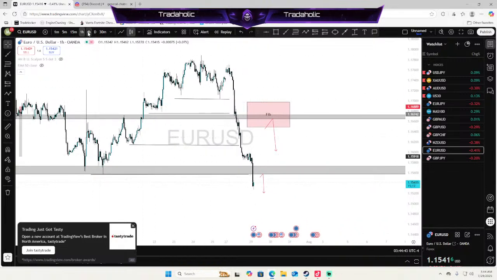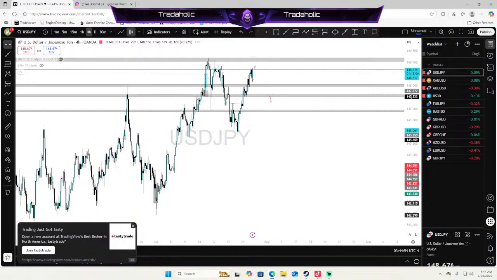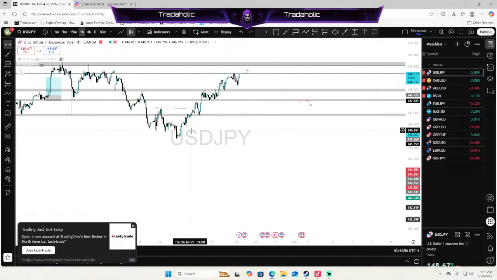I wouldn't take any buys either, because I wouldn't want to buy this big drop, right? Even though it could play out, it's just a lot more risky because the market is overall making new lows. Hopefully that made sense.